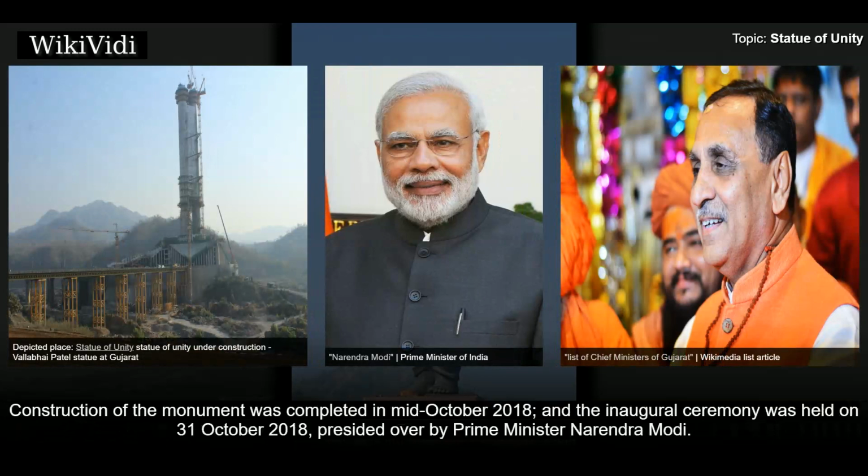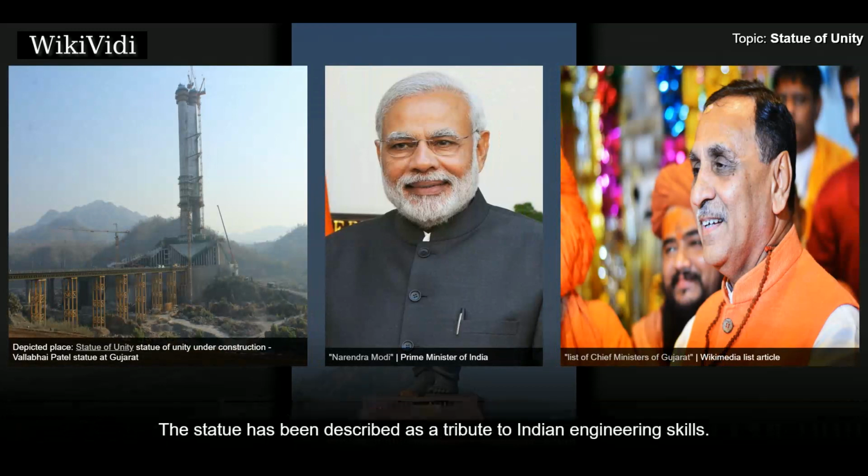Construction of the monument was completed in mid-October 2018, and the inaugural ceremony was held on the 31st of October 2018, presided over by Prime Minister Narendra Modi. The statue has been described as a tribute to Indian engineering skills.